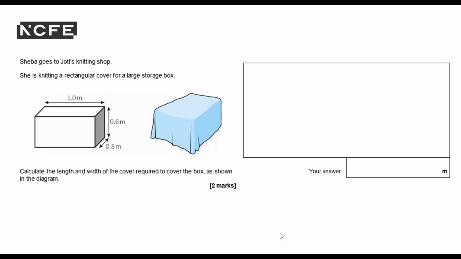Sheba goes to Jyoti's knitting shop. She's knitting a rectangular cover for a large storage box. Calculate the length and width of the cover required to cover the box as shown. So the length is going to be, I'll draw a picture of what I'm going to do.